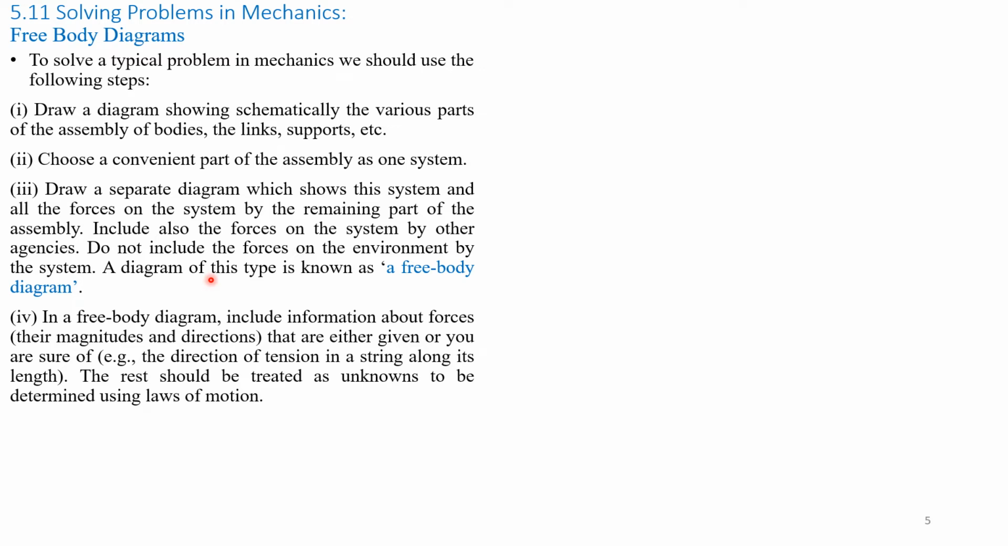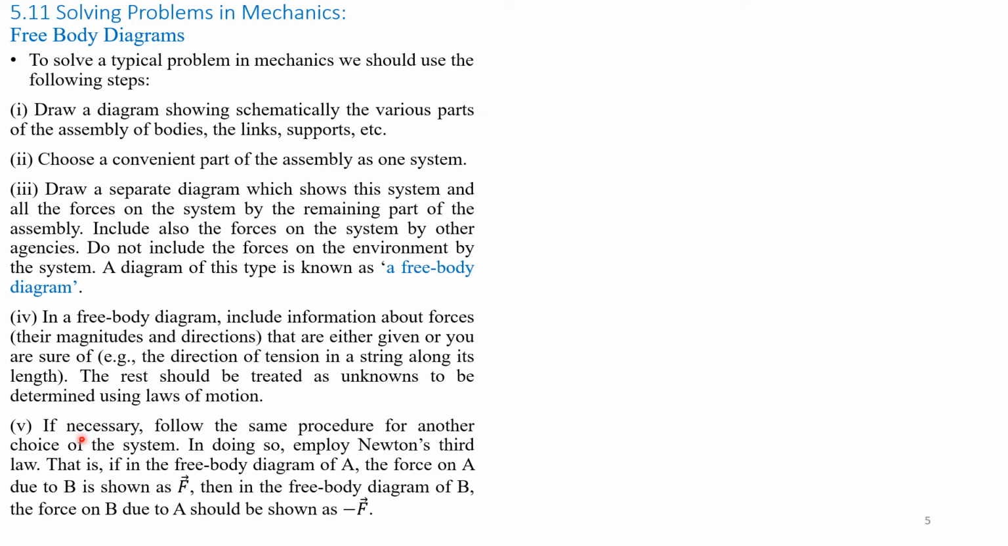Step number 4. In a free body diagram, include information about forces, that is, their magnitudes and directions, that are either given or you are sure of. For example, the direction of the tension in a string along its length has to be marked. The rest should be treated as unknowns to be determined using the laws of motion.